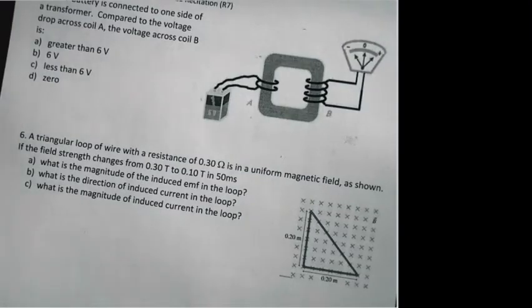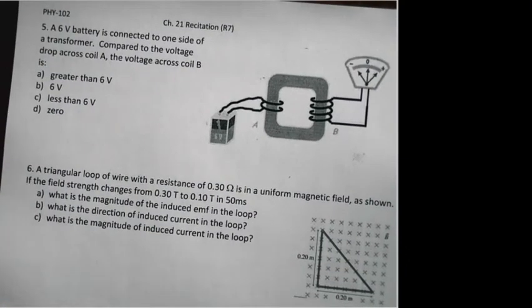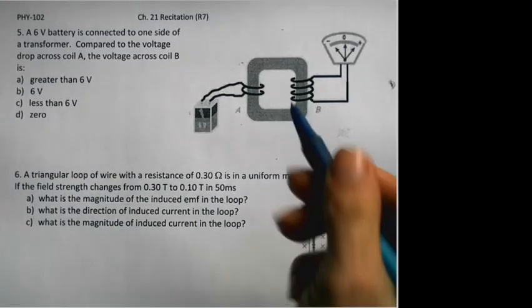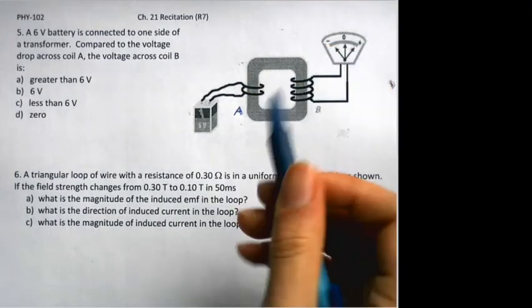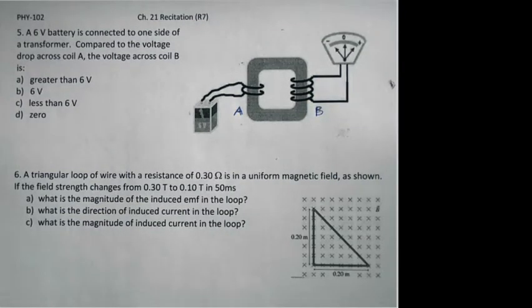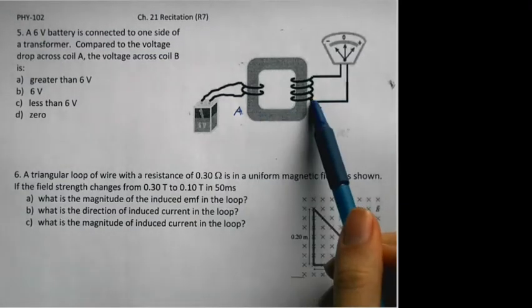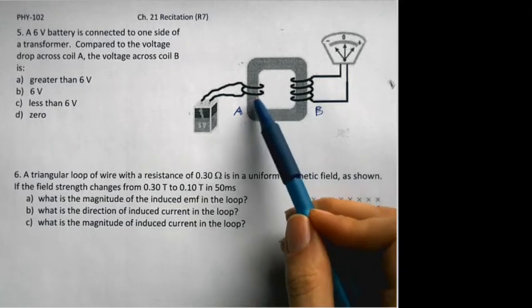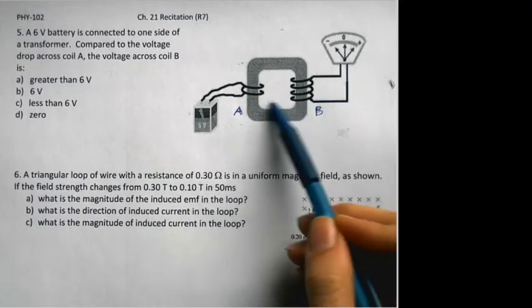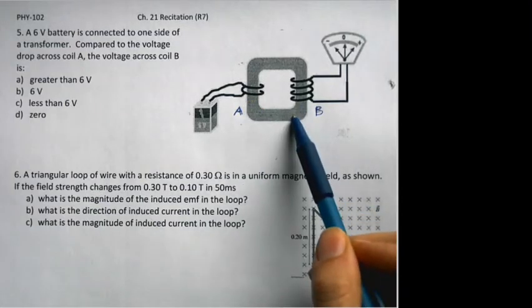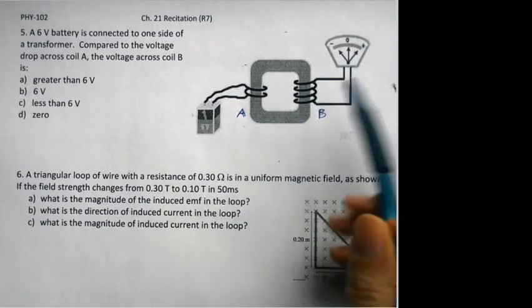For the next problem, we're going to connect a 6-volt battery to one side of the transformer. I have coil A over here, so that's the primary, and coil B over here is the secondary, and we want to figure out what happens to the voltage. So this is a step-up transformer, so it should step up the voltage, which would mean that we double the voltage as we double the number of loops. But actually, this is a bit of a trick question, as a prep for when things like that show up.